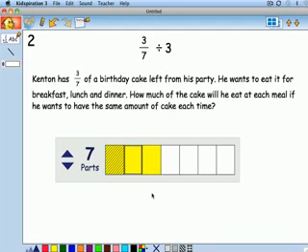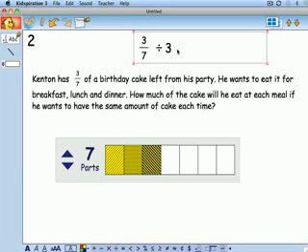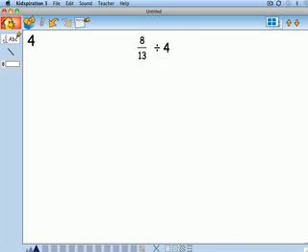Another volunteer can use pattern to divide the colored quantity into 3 equal portions: 1 for breakfast, 1 for lunch, and 1 for dinner. 3/7 divided by 3 is 1/7.